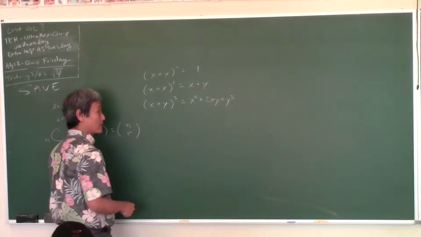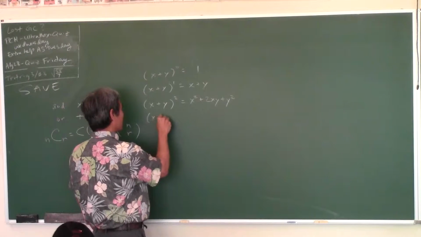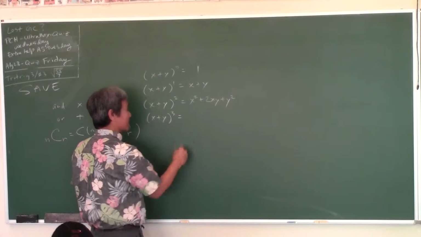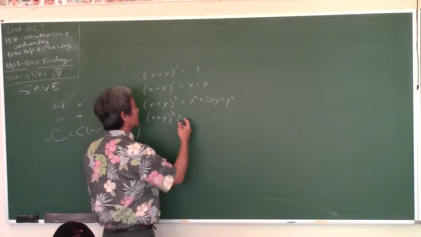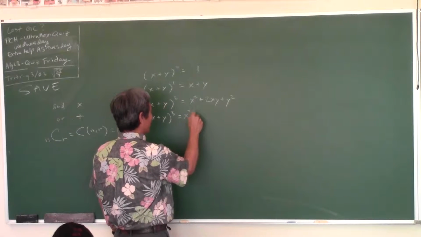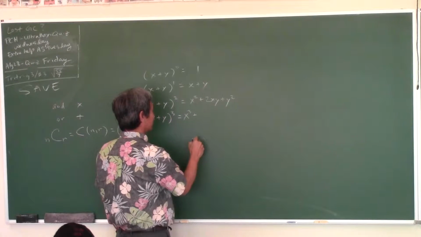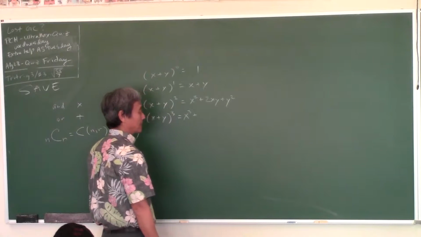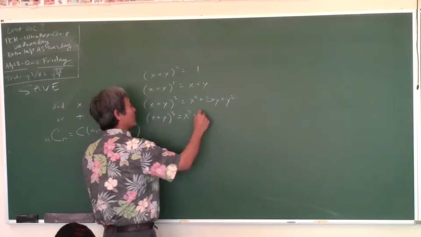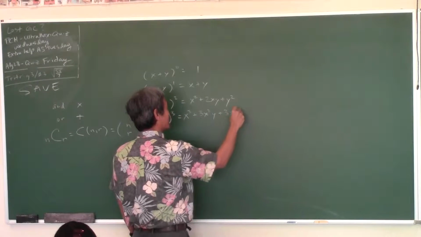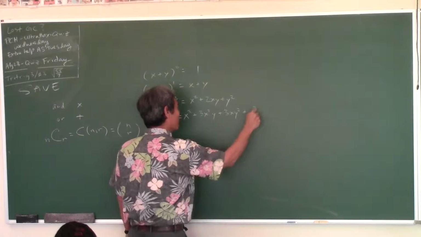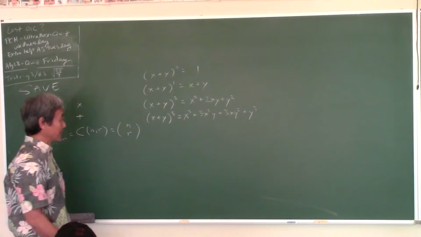Okay, and then in algebra 2a, we learned how to expand (x+y) to the third, which is, you guys remember? Come on. (x+y) times x squared... x cubed plus 3x squared y plus 3xy squared plus y cubed. Does that look familiar?